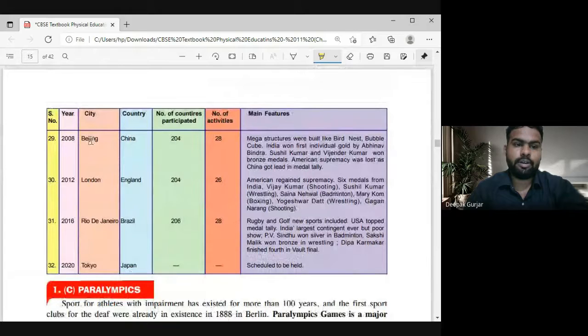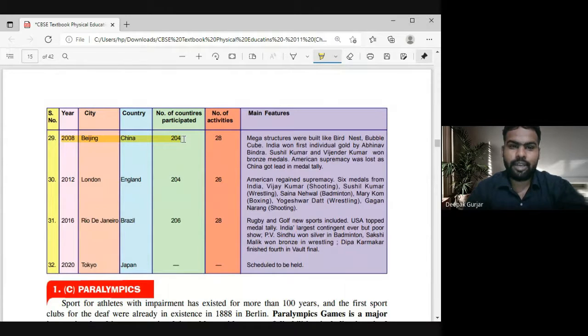Next is 2008, in China, when 204 countries participated and 28 activities were there. So what is new in it? Mega structures were built like the Bird's Nest and the Bubble Cube. India won its first individual gold by Abhinav Bindra. Sushil Kumar and Vijender Kumar won bronze medals from India at that time.